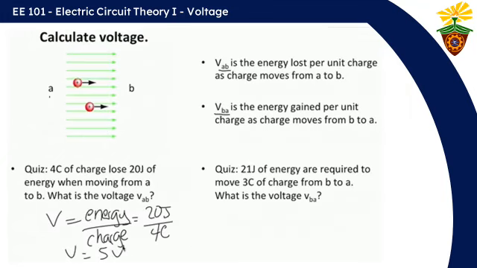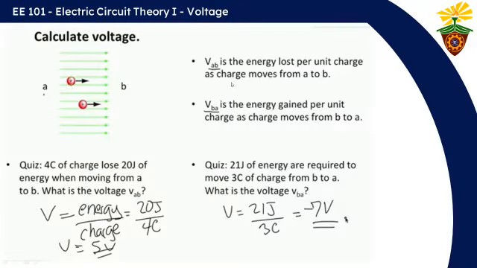So here we have 20 joules of energy and 4 coulombs of charge. So our voltage is 5 volts. In this case, we have 21 joules of energy and 3 coulombs of charge, or 7 volts. However, notice that the charge is moving in this case from B to A, which is against the electric field line. So this voltage is negative.